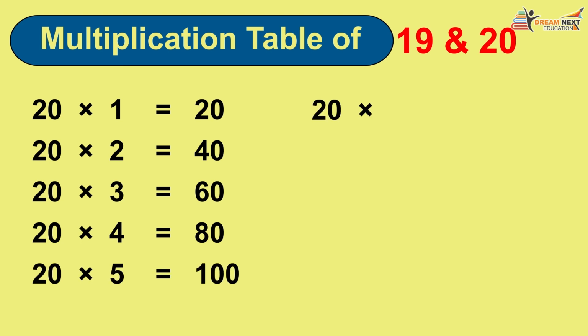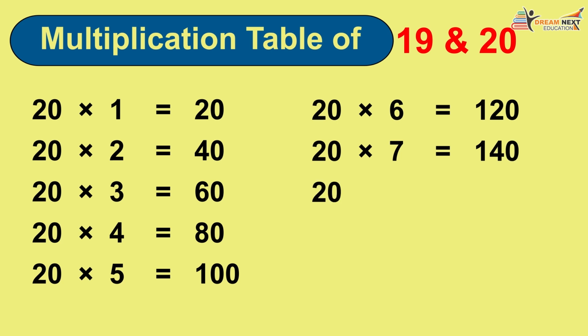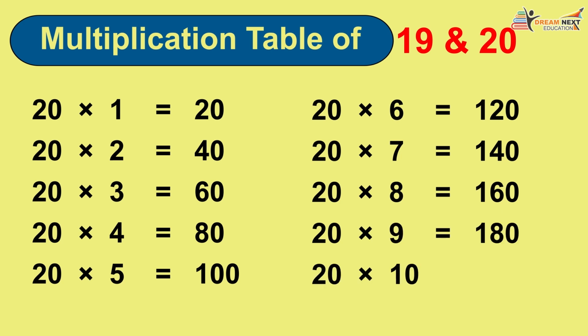20 into 6 is equals to 120. 20 into 7 is equals to 140. 20 into 8 is equals to 160. 20 into 9 is equals to 180. 20 into 10 is equals to 200.